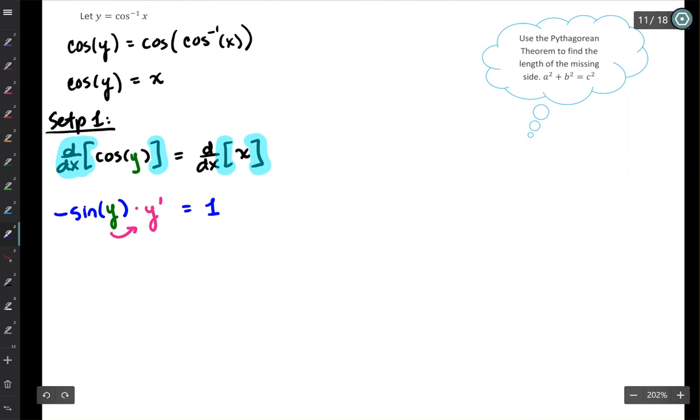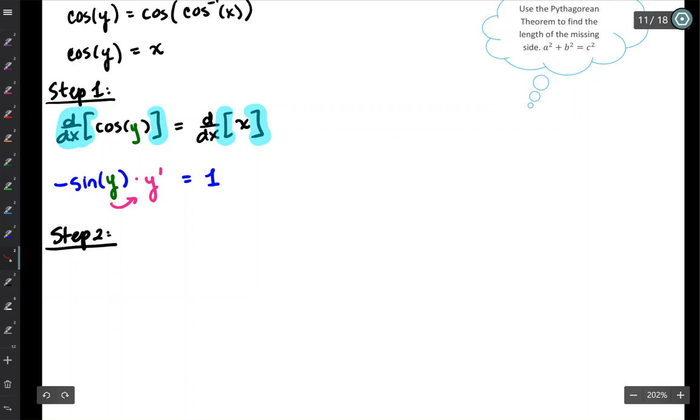Step 2 is solving for that y prime. Sorry, I'm dyslexic. I just realized I spelled steps wrong up here. Let's fix that. Step 2, we're going to go ahead and solve for y prime. Sine of y is one object, right? So I've got minus sine of y times y prime. I'm just going to divide both sides by minus sine of y, and we have it. y prime is equal to 1 all over minus sine of y.